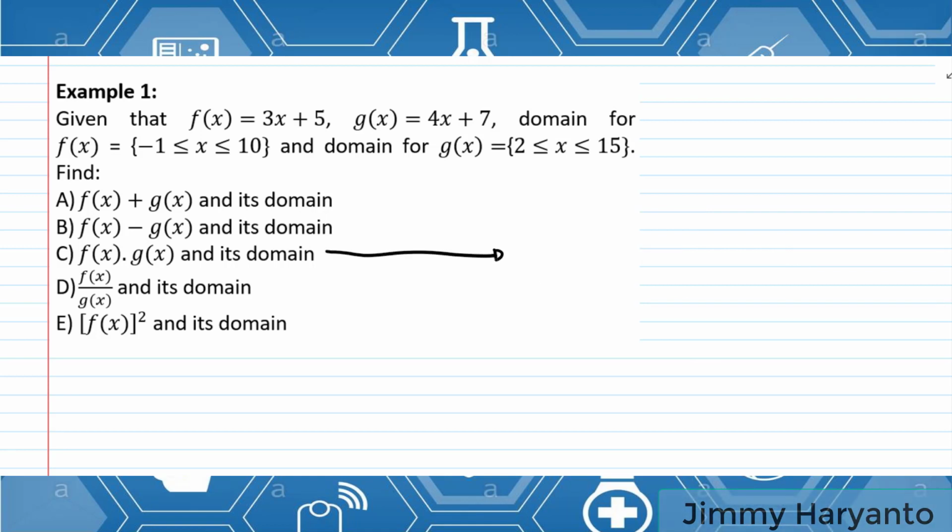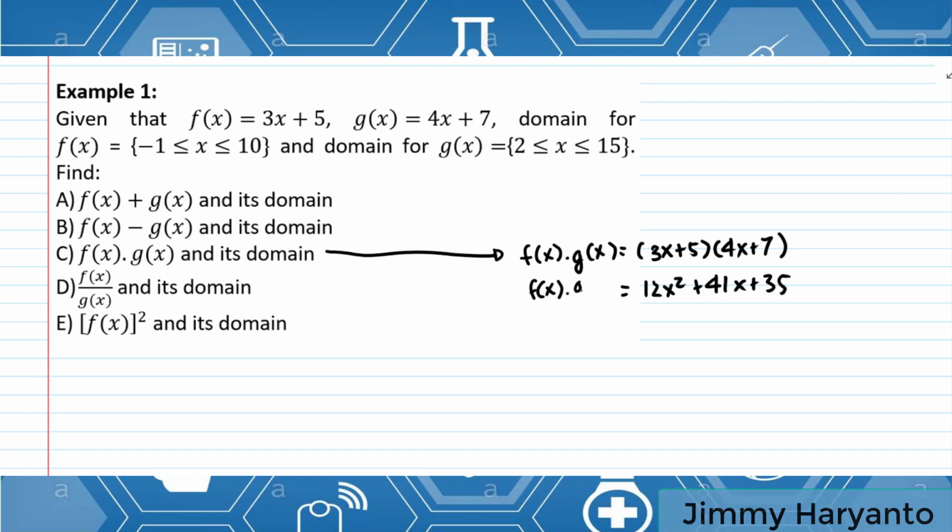For C, we have fx times gx, so you only have to multiply them. Fx times gx equals 3x plus 5 times 4x plus 7. So the result will be 12x squared plus 41x plus 35. This is fx times gx, and the domain is also the same as before, from 2 to 10.